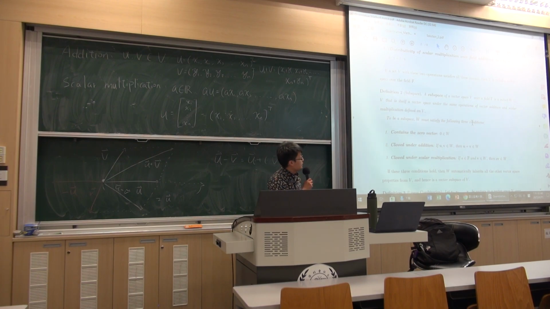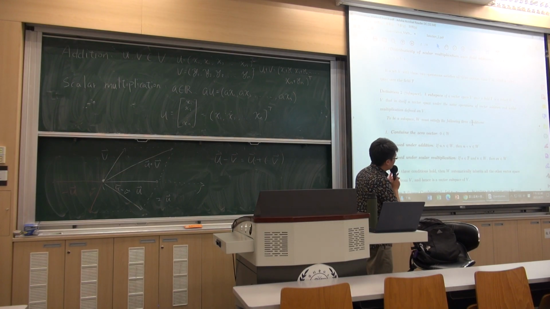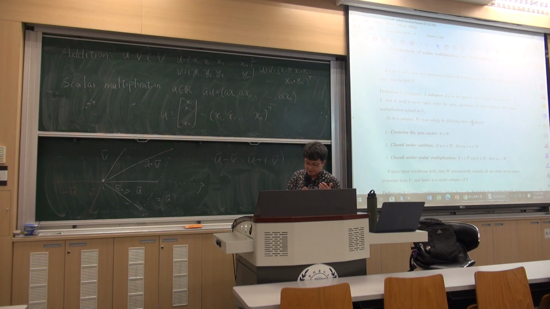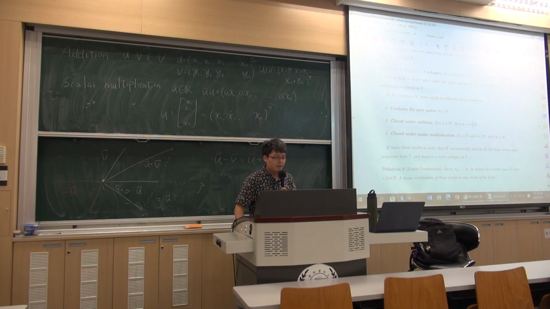Okay, then here is the definition of a subspace. You can think of this as a subset of the original vector space. We call this subset W, a subset of the original vector space V, that is itself a vector space under the same operations, and it has to satisfy the following three conditions.